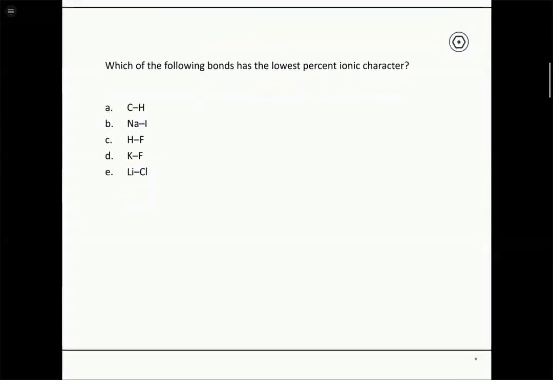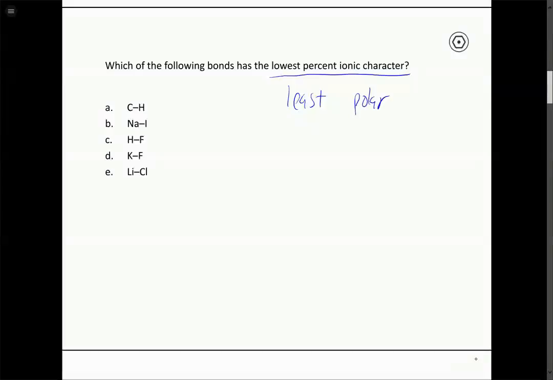So we have pretty much the exact same question except worded in the opposite order. Which of the following bonds has the lowest percent ionic character? And this again is another way of saying least polar. So here we're looking for the smallest difference in electronegativity. And really, before looking at all of these different choices, one thing we can say for sure is that if we have a metal with a nonmetal, those are going to be very polar or conventionally classified as ionic bonds.